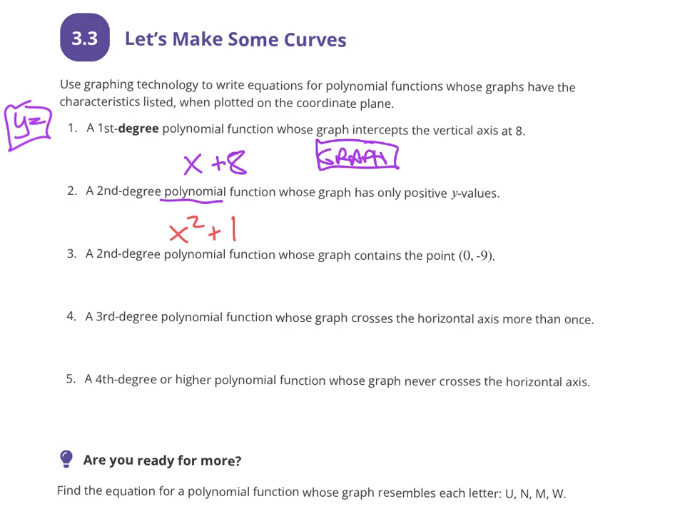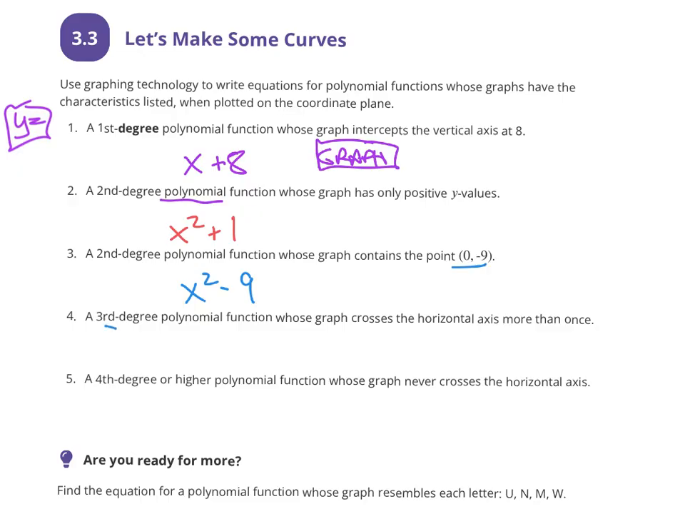A second degree polynomial. So we're going to write x squared minus 9 on here because that contains the point (0, negative 9). Make sure after you put all these in, you hit graph. You could put them all in at the same time and hit graph, but I'm not doing the right colors. That will put them on.